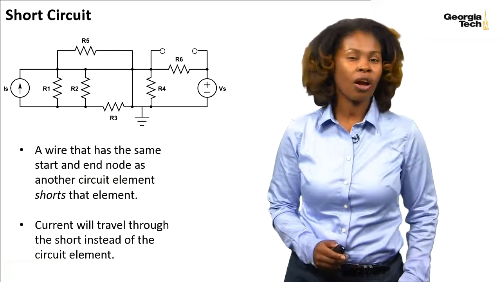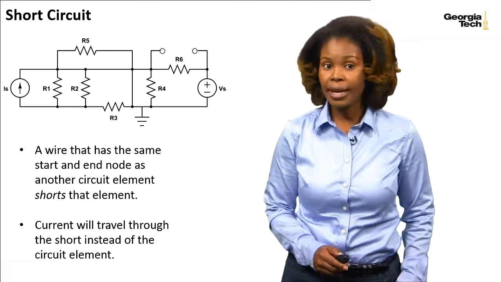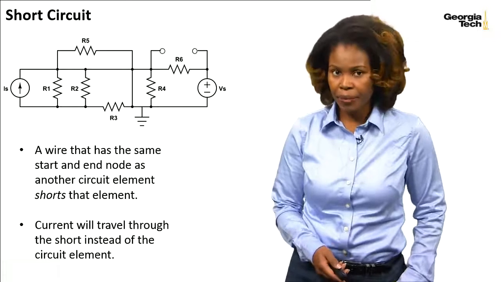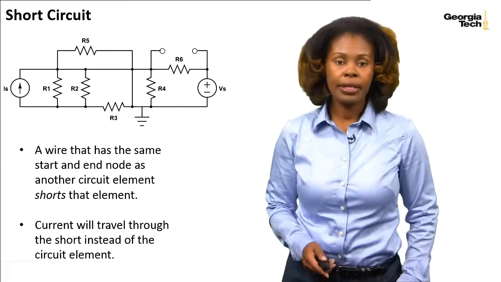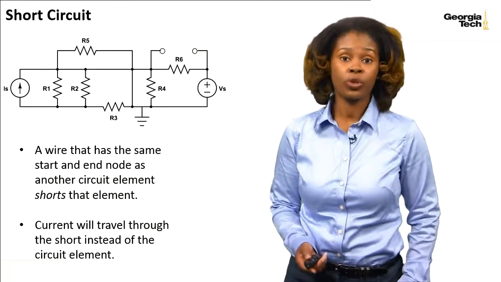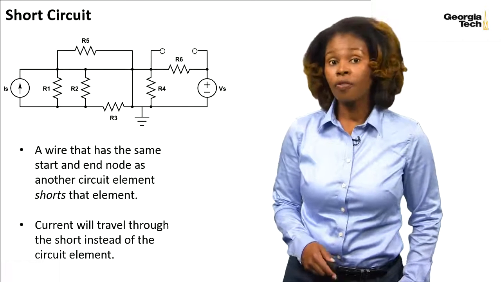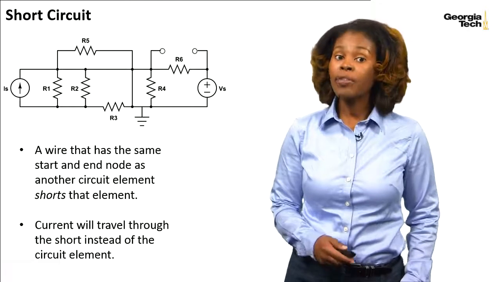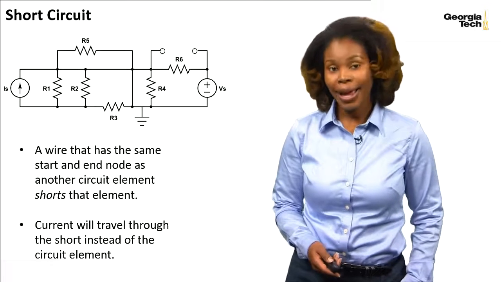And the reason shorts are important to recognize is because current will always travel through the short instead of that circuit element that the wire is shorting. Now, sometimes shorts can be introduced on purpose. Say you just want to ignore part of your circuit. You can introduce a short at the same start and end node for that part of the circuit, and current won't travel through that circuit. However, if you accidentally introduce a short, then your circuit is not going to behave in the way that you want it to.